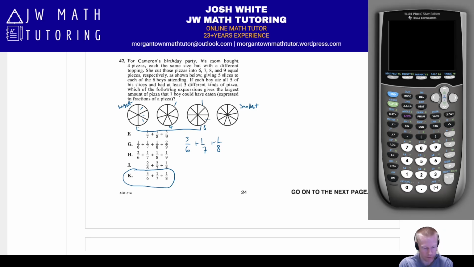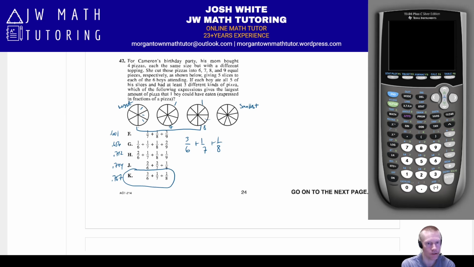Now the other way that you could figure this out is you could go ahead and basically add up all the values for these expressions, for these fractions. I won't spend the time doing it here, but I'll just tell you, basically F comes out to 0.601, G comes out to 0.656, H comes out to 0.712, J comes out to 0.744, K comes out to 0.767. Okay, so obviously K is the largest expression, showing the amount of pizza one person could have eaten.